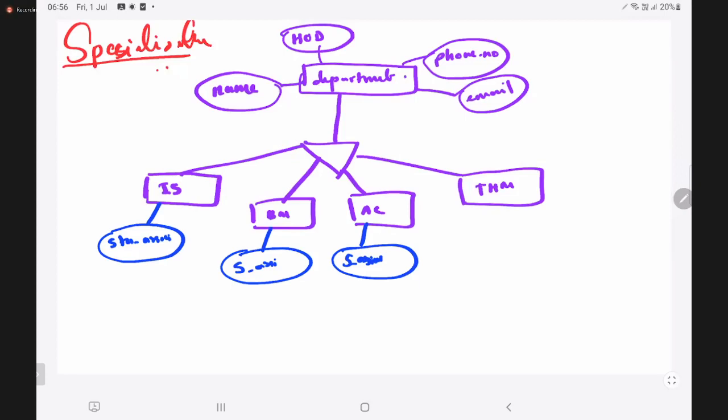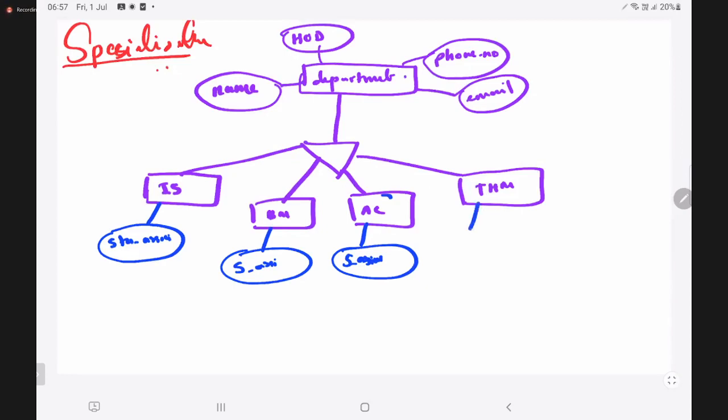Right? Remember, we do this specialization only if some department, some entity, has something the others don't have. That means they should have some different special features, otherwise there is no need to draw this. If all the departments have a student association, then there is no need to draw this specialization, right? Whatever the special case should be there.